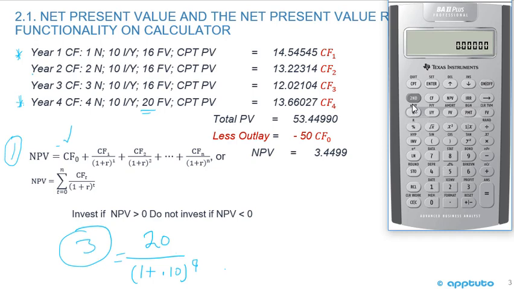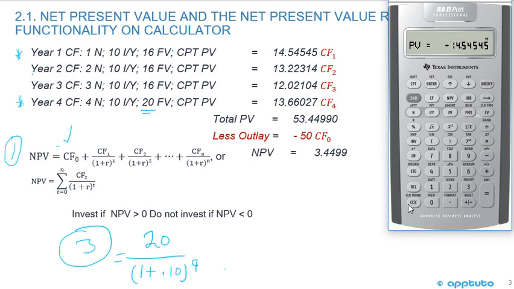So the first, I'm just going to check that we're set to 1 period per year. Yes, we are. So for the first one, it's 1 year from now. The interest rate, discount rate, is 10%, and there's going to be no payment, and we're going to receive 16 million in the future. So we're going to compute the present value, and I've got 14.54545. So that's correct.